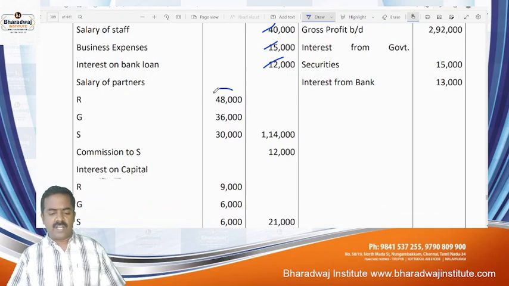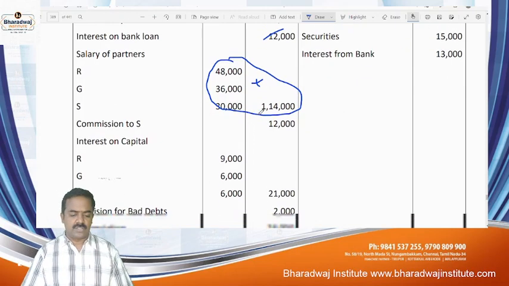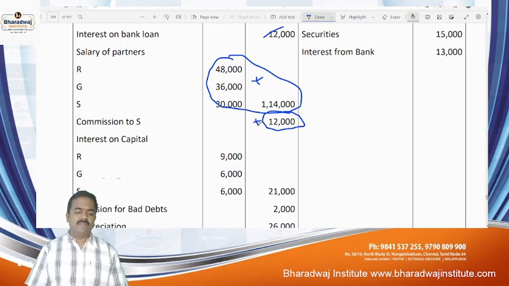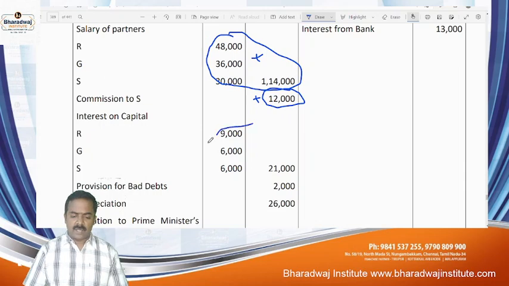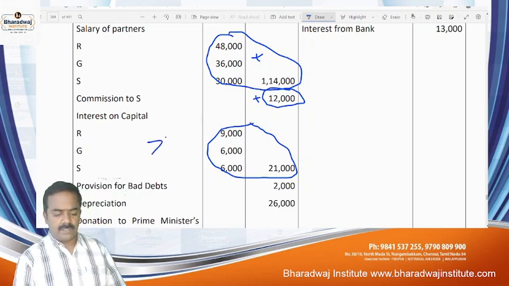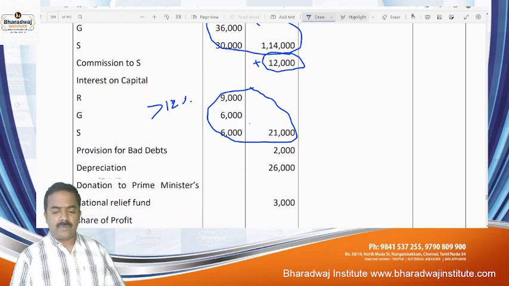Then salary to partners we will add back first. We will see the book profit, and based on that we will claim allowable remuneration. Even commission to partners also. Any form of remuneration paid to the partners, first we will disallow it, then we will see. Interest on capital up to how much is allowed? 12% will be allowed. More than 12% will be disallowed.